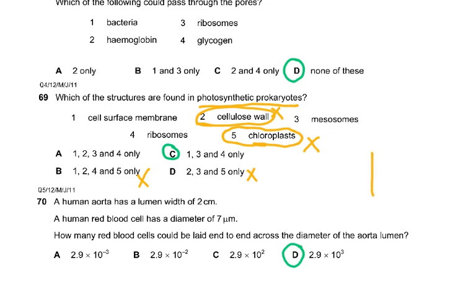Then coming to the next question, 70. A human aorta has a lumen width of 2 centimeter. A human red blood cell has a diameter of 7 micrometer. How many red blood cells could be laid end to end across the diameter of the aorta lumen? So of course you have to do the maths, and so you would do that.